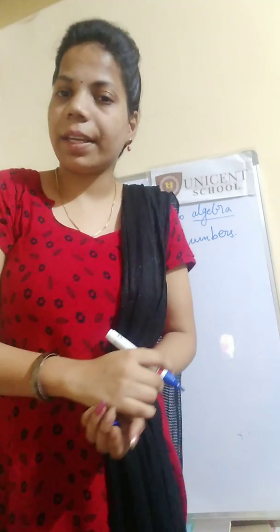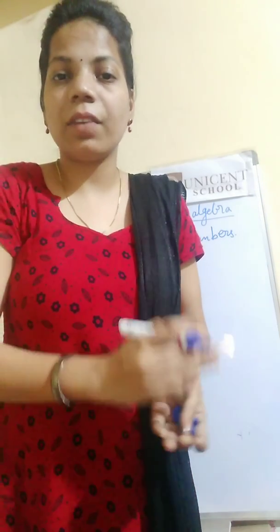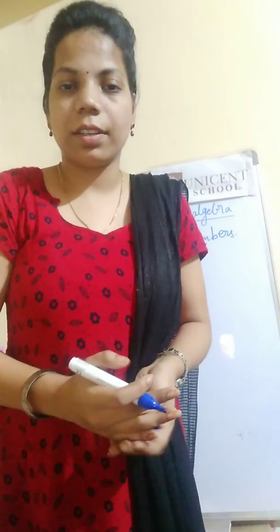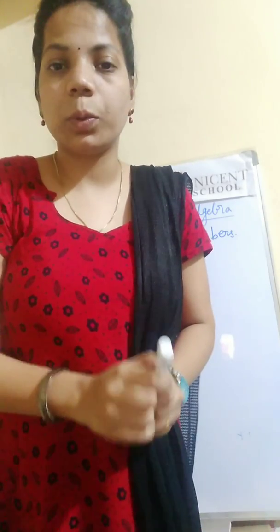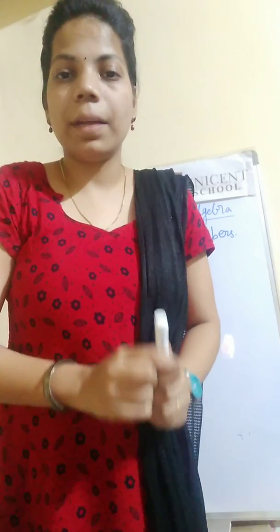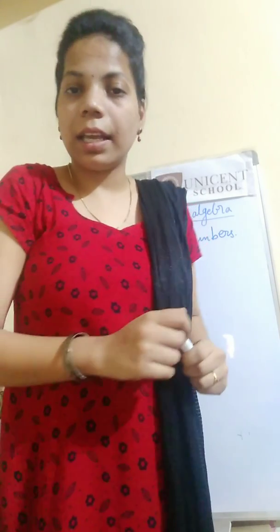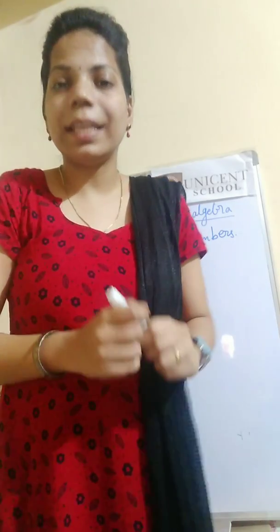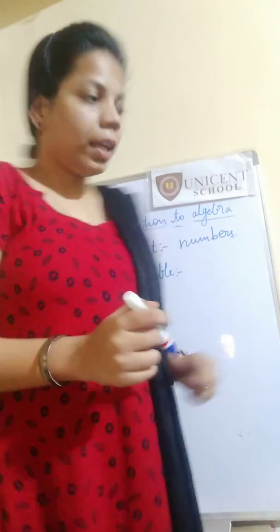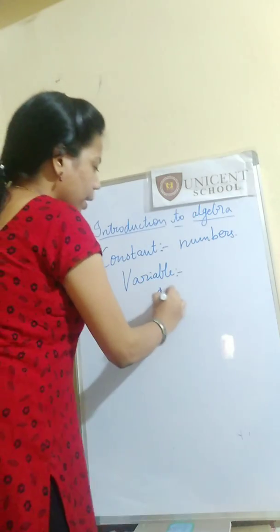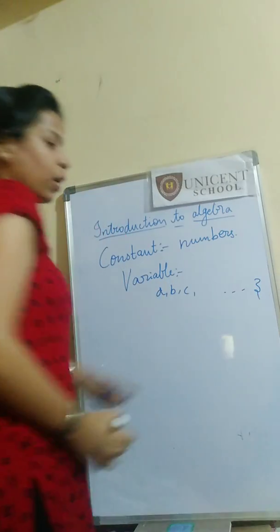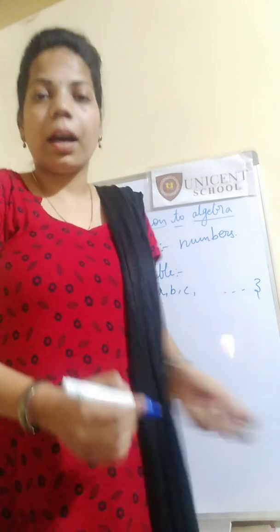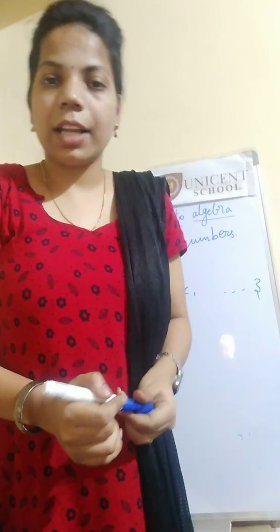what is a variable? In the name itself it is there. Vary means change, right? So, a quantity which changes its value is called variable. What are variables in algebra? All the English alphabets. Okay? A, B, C, X, Y, Z and so on up to Z. All the English alphabets are called variables in algebra.